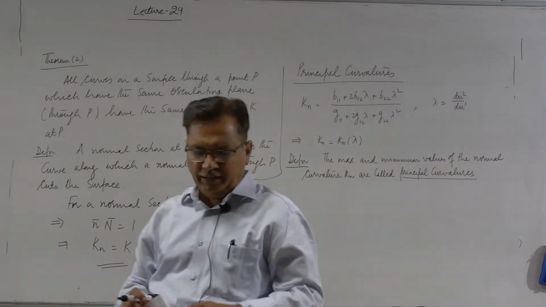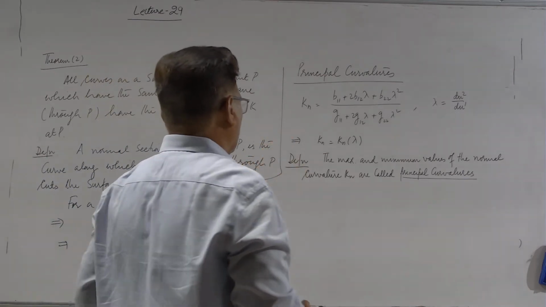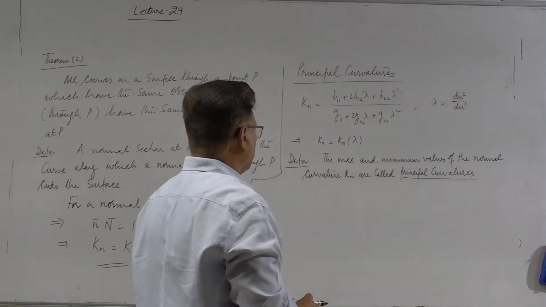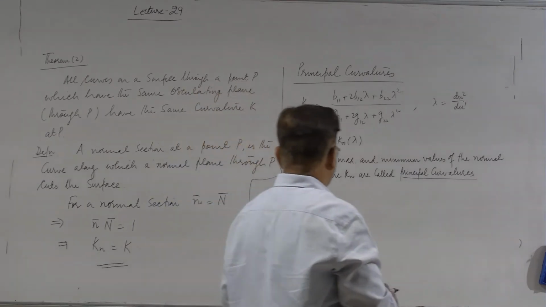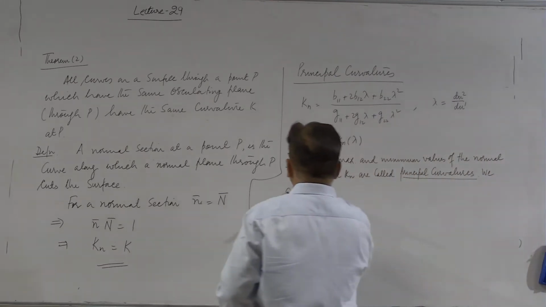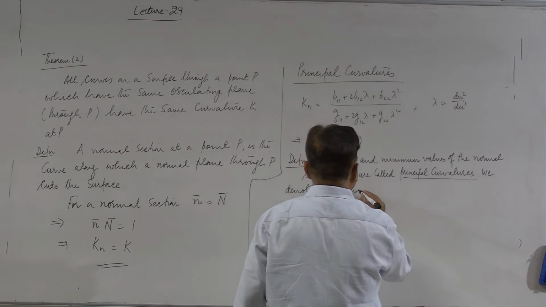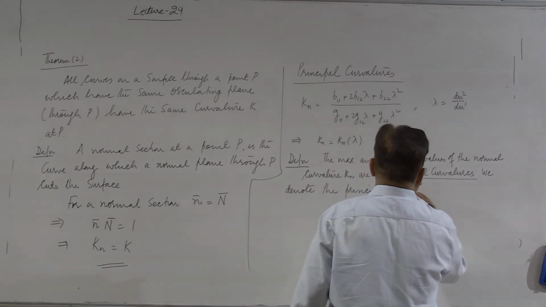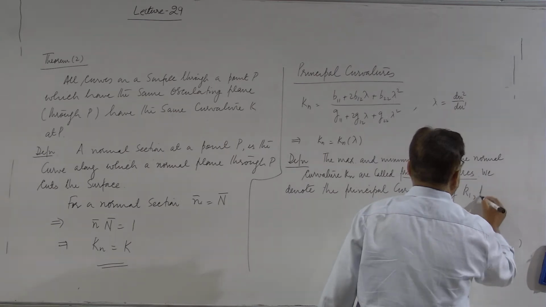These values will be attained because your function is a differentiable function and only on a compact part of the surface. All right, and I will be denoting these maximum and minimum values by the symbol K1 and K2. So, we denote principal curvatures by the symbols K1 and K2.